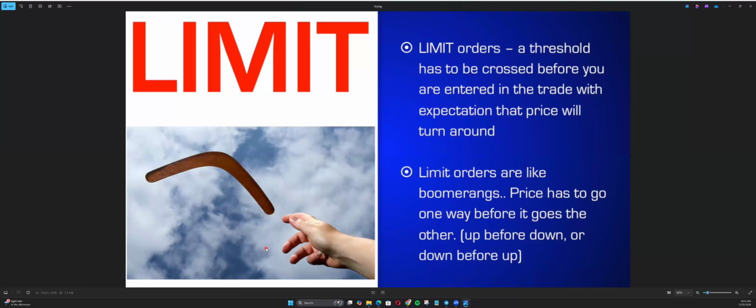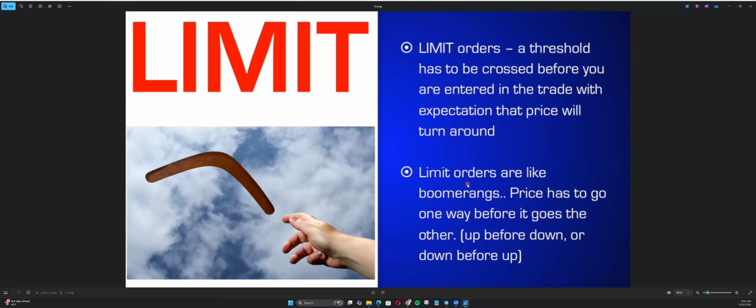All right, so let's talk about limit orders. Limit orders, on the other hand, are different. It's just like a boomerang. Let's read through. With limit orders, a threshold has to be reached before you are entered into the trade, with the expectation that price will turn around. You're setting a limit for the price to go to, and you're anticipating that it's a limit and price will start coming back down.